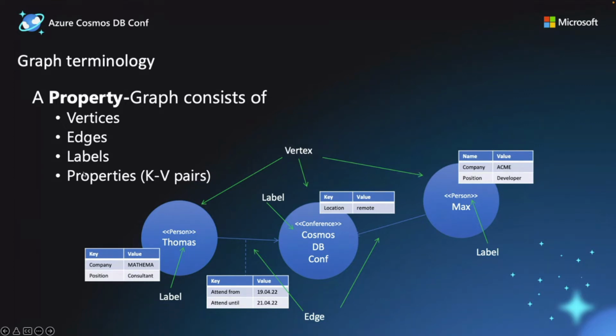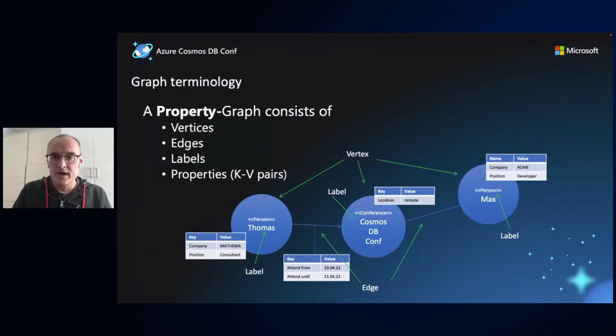Besides these three artifacts, properties can also be part of a vertex or even an edge. So that's why we are talking about a property graph, because we can have key value pairs attached to the vertices as well as to the edges. Okay, so if we have this in mind, we can also take a look at code as a graph.